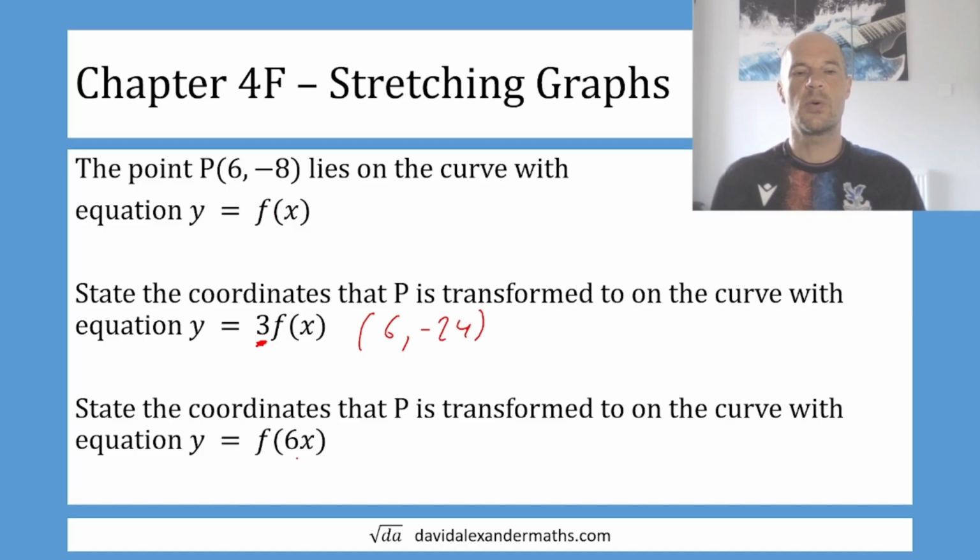This next example, the transformation takes place inside the bracket, so it's going to affect the x, and we do the opposite of what it says. So instead of multiplying by 6, we would divide by 6. That is going to be (1, -8).